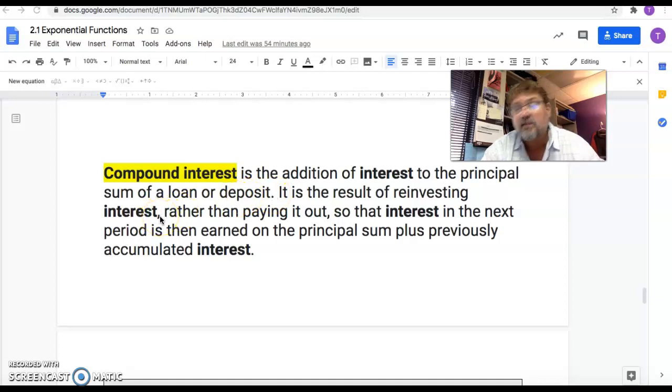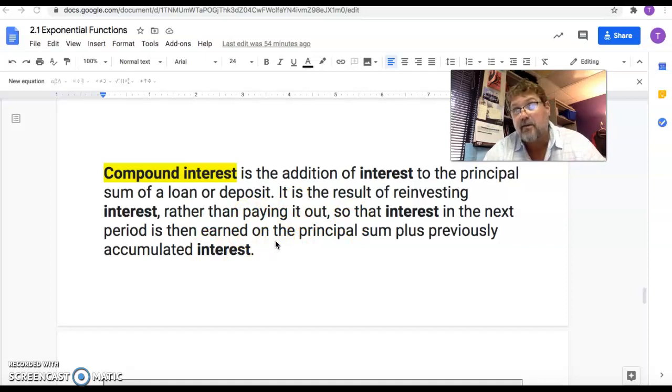Okay, so what would happen is if I was going to say I'll pay you your interest halfway through the term of the 1 year, add it back, and then pay the 5% of that sum. So in other words, that's what they call compounding. Rather than paying it out, the interest in the next period is then earned on the principal sum plus previously accumulated interest. This sounds really confusing in that little paragraph, but it's really not that complicated.